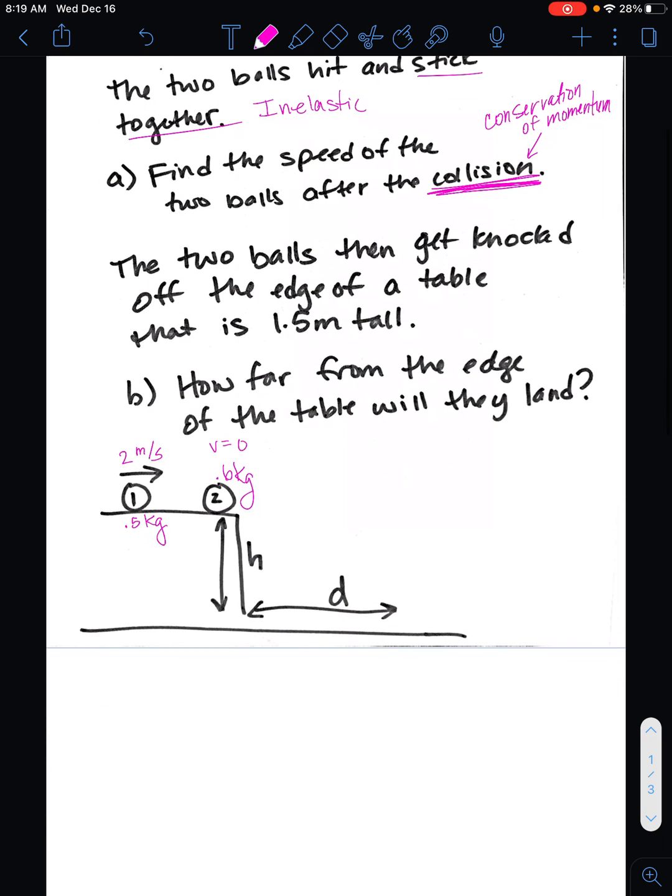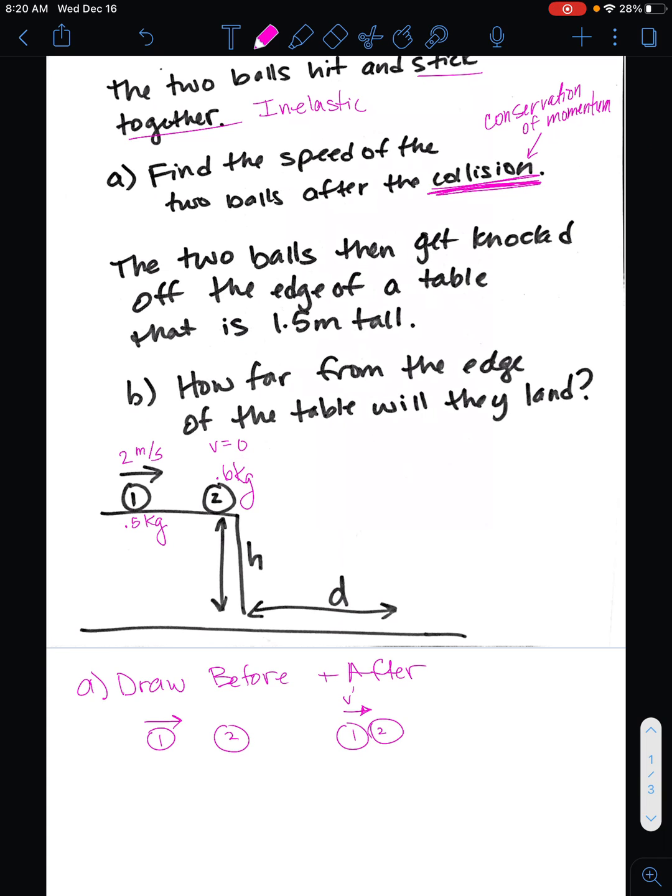So whenever I do a conservation of momentum problem, I always start by drawing a before and an after picture so that I can just get a visual to set up my math. So I have ball 1 moving to the right and ball 2 at rest. And then afterwards, ball 1 and ball 2 stick together and move together at some new speed, v final.